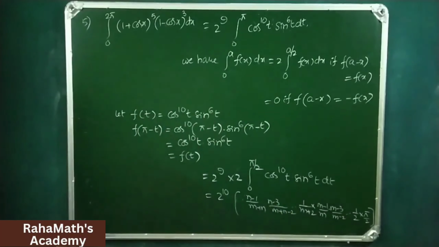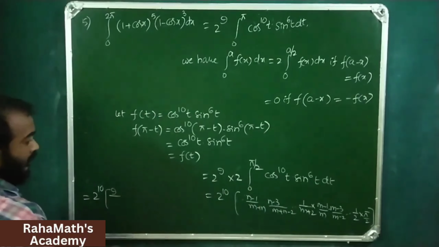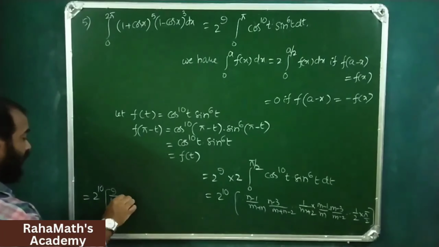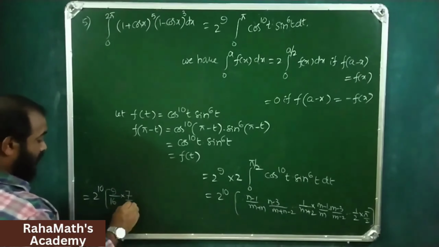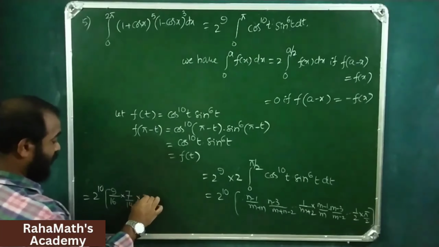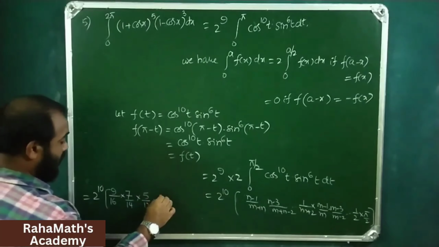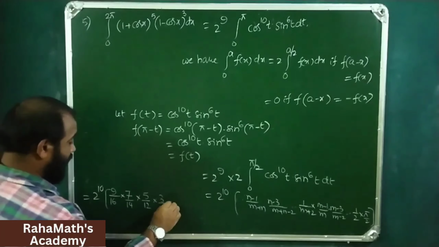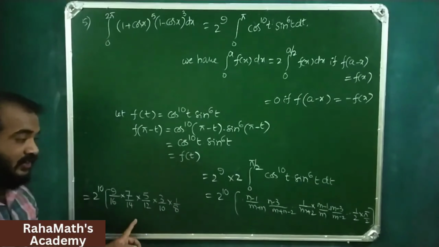So in this we will write 2 power 10 into, n value is 10, 10 minus 1 is 9 by 10 plus 6 is 16 into, further reduction is possible, 7 by 14. Next, further reduction is possible, 5 by 12. Next, 3 by 10, 1 by 8. So further reduction is not possible.